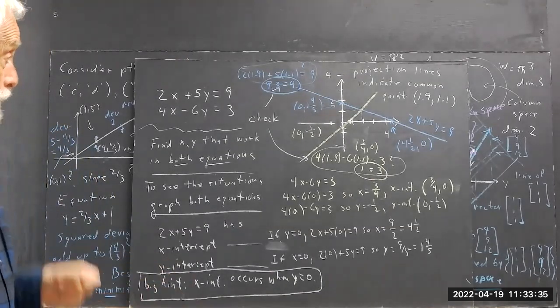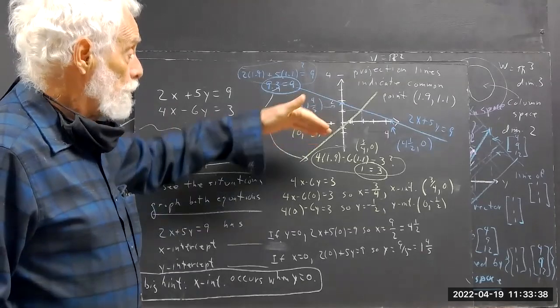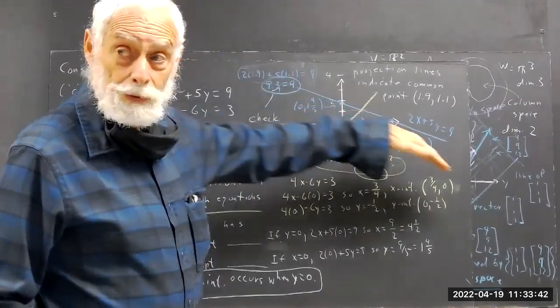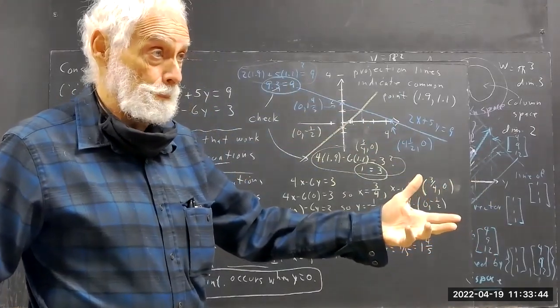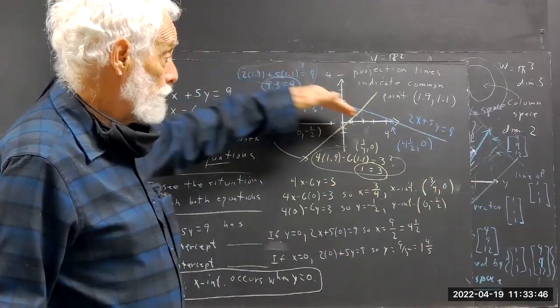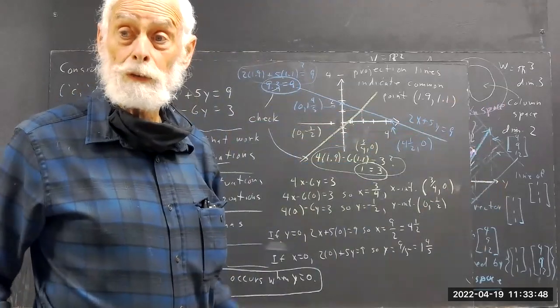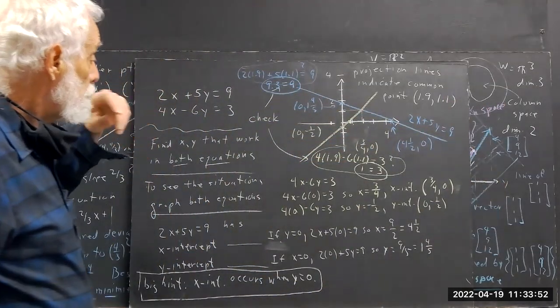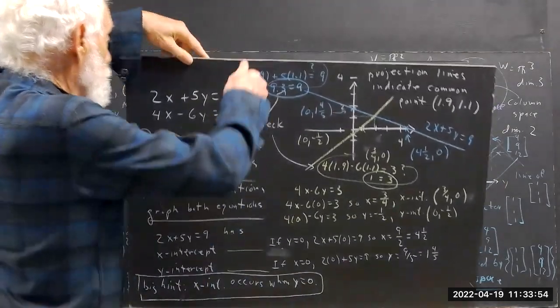Now, let me emphasize that it's possible that the two equations could have the same slope and go through different points, so they would never meet. It's also possible that they could have the same slope and meet at every point. And those distinctions are important.